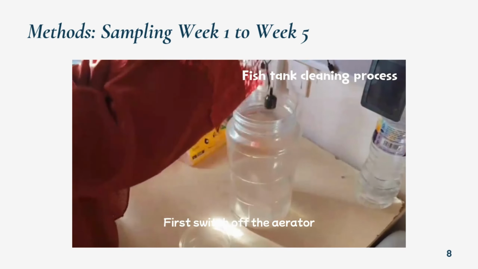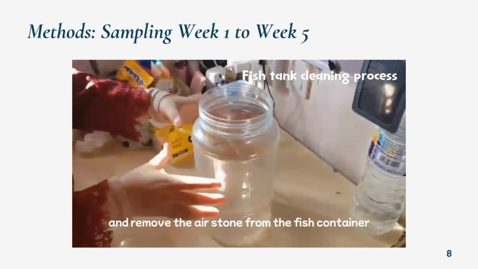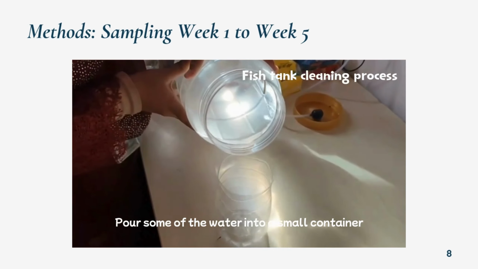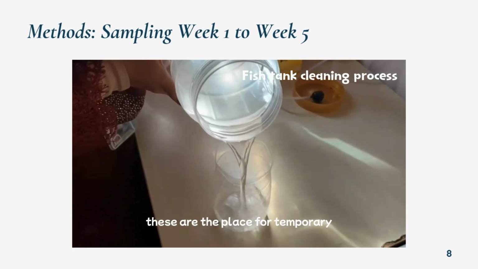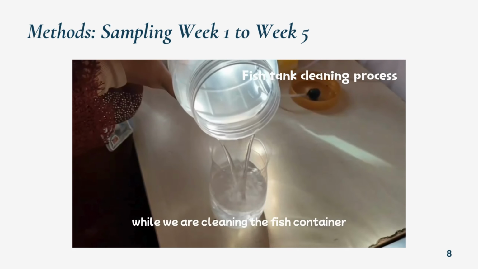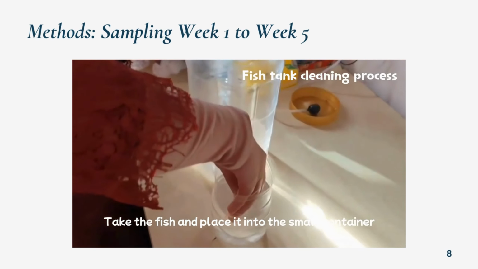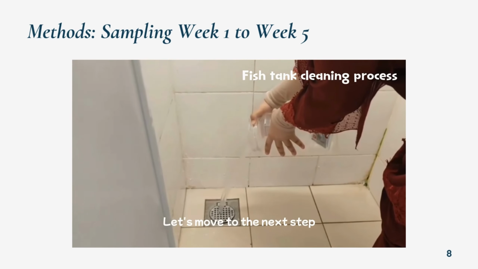Hi, let's see how to change the fish water. First, switch off the aerator and remove the air stone from the fish container. Pour some of the water into a small container. These are placed temporarily while we are cleaning the fish container. Take the fish and place it into the small container. Let's move to the next step.